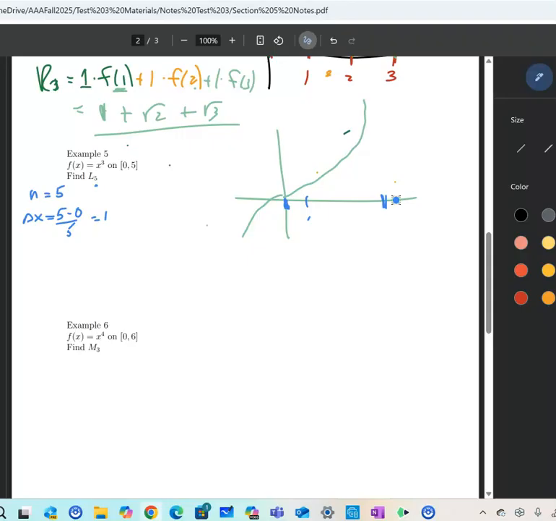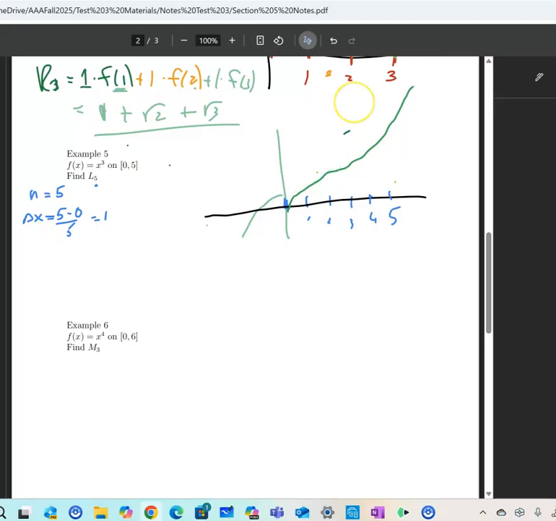So here's 1 and 2 and 3, and there would be 4, and there would be 5. Let me adjust my curve a little bit, because I want to be able to see it touching the curve. All right, here we go.